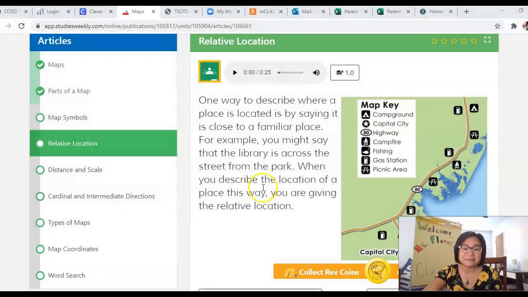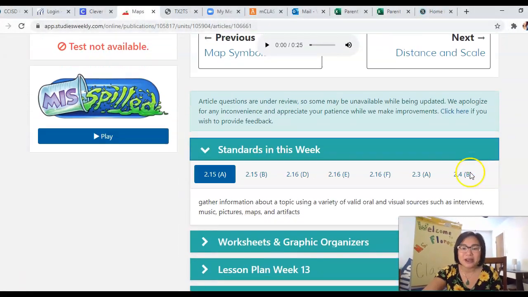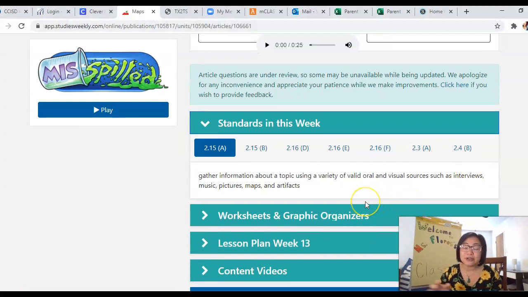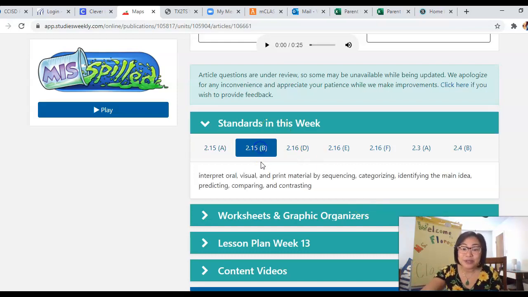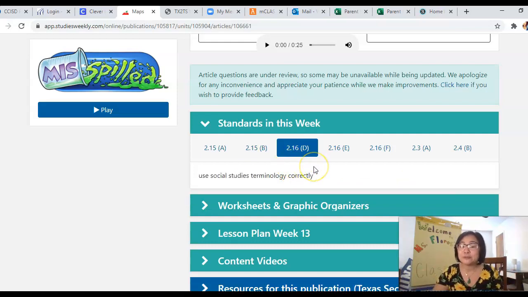Before we start, let's go ahead and go over our standards again. All right, so don't forget we're going to be gathering information using pictures and maps for 2.15a. We're going to be using these pictures to think about ways that we're comparing and contrasting information. We're going to make some predictions. We're going to talk about the main ideas whenever we're using videos, or pictures and maps that we'll be looking at today.